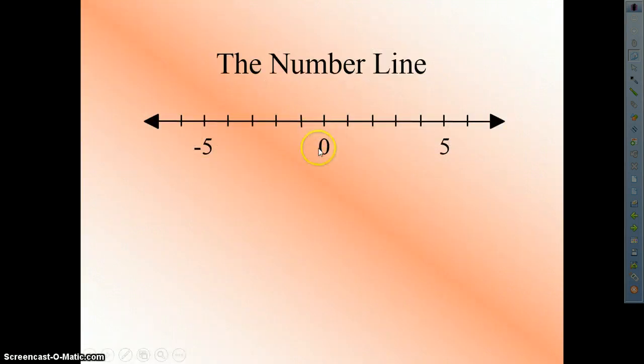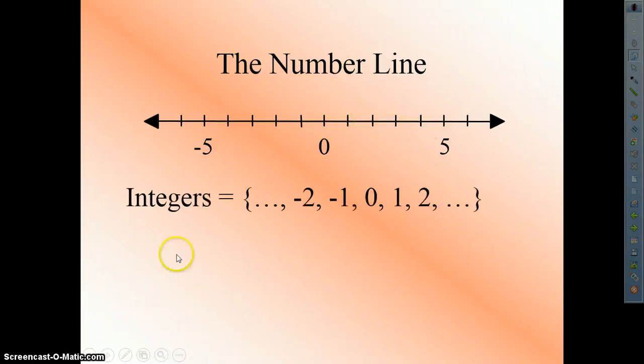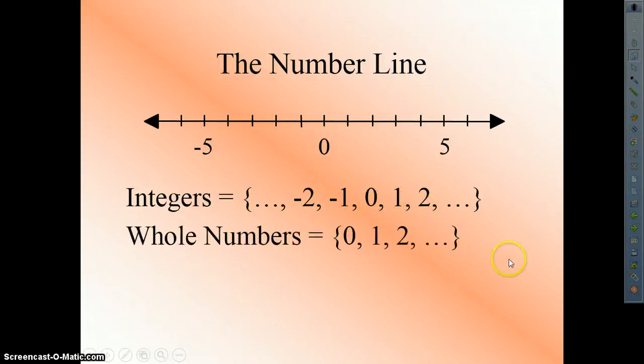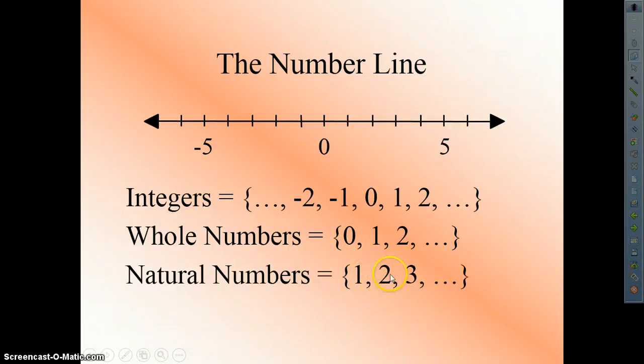It's usually marked with 0 in the middle, and then each of these lines to the left and right of 0 represent integers. Remember, integers are 0, all the positive counting numbers, and then all the opposites of the counting numbers, so positives and negatives. Then just a reminder, whole numbers are the set of 0 and then the counting numbers, and natural numbers are all the numbers that we count with. All these sets are included on the number line.